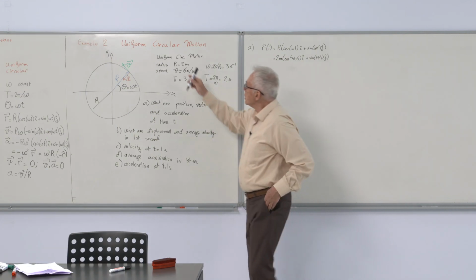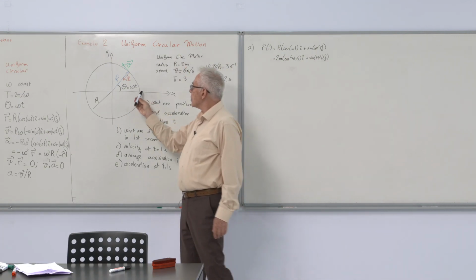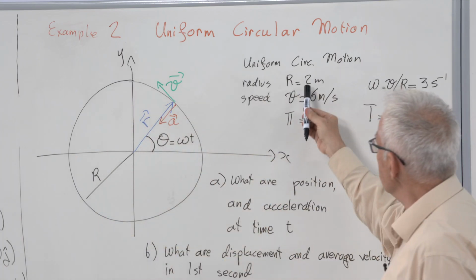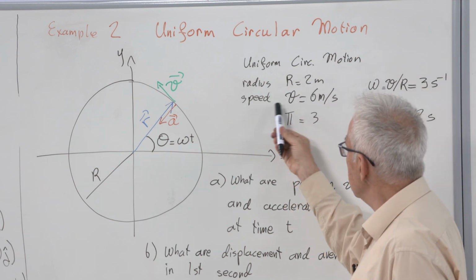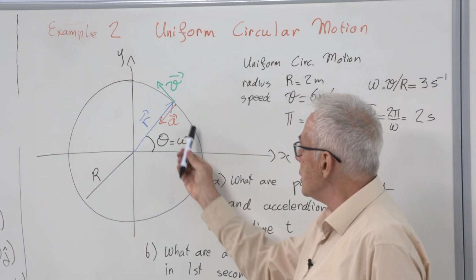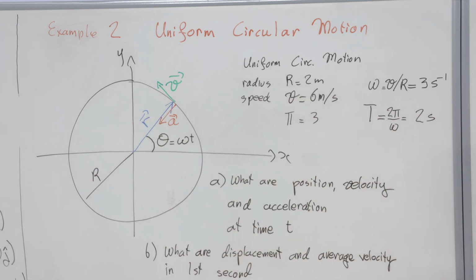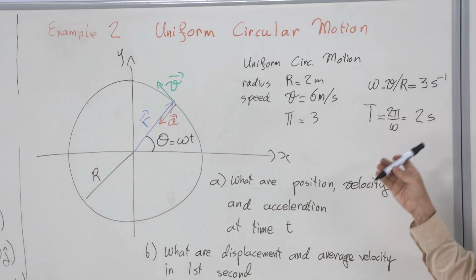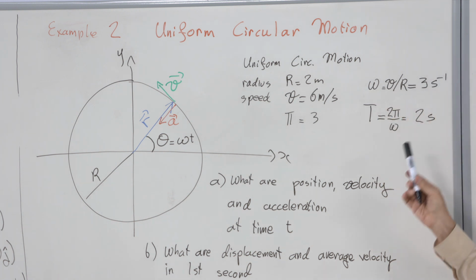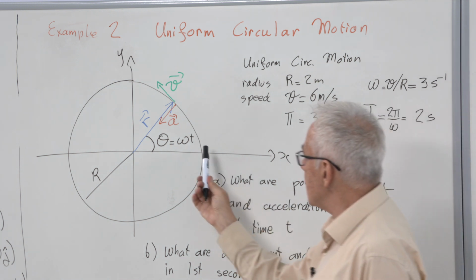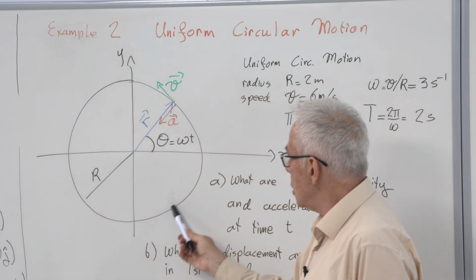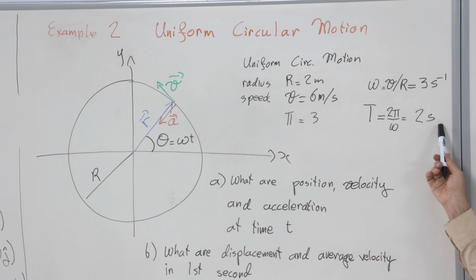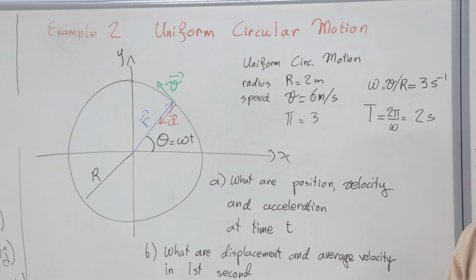Our next example is uniform circular motion, where our particle is moving on a circle of radius r equals 2 meters with the constant speed of 6 meters per second. In this case, the angular speed is v over r, 3 second to the minus 1. Please note that its unit is just 1 over seconds. And the period is 2 pi over omega, where pi is 3, so it is approximately 2 seconds.